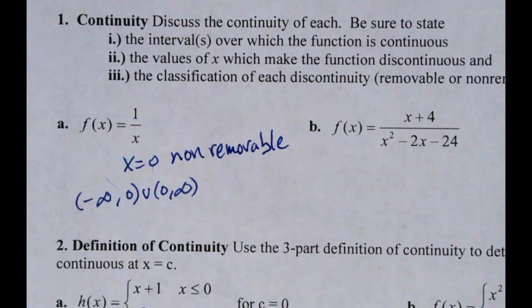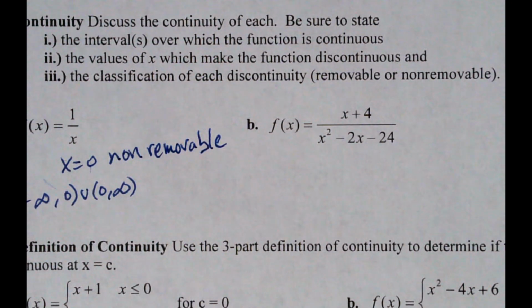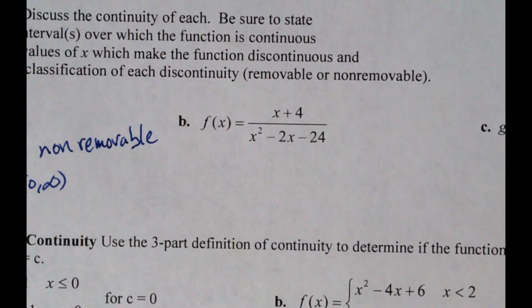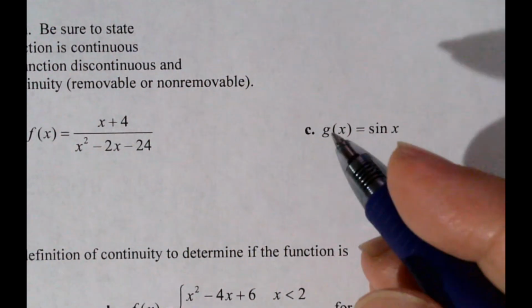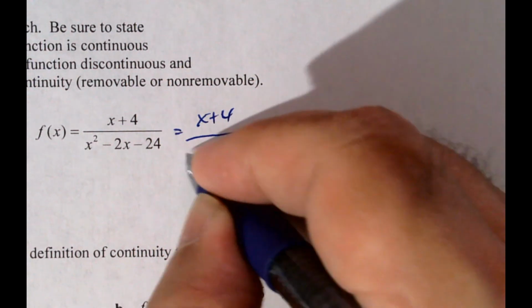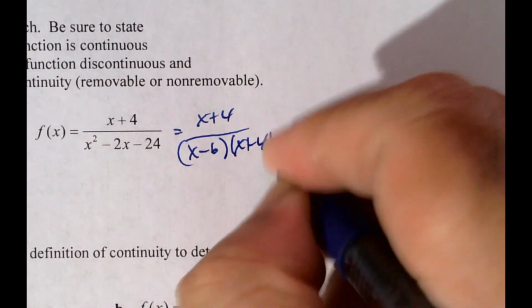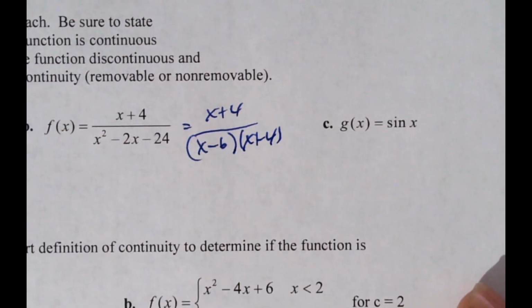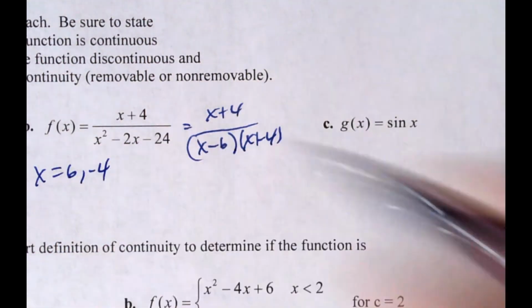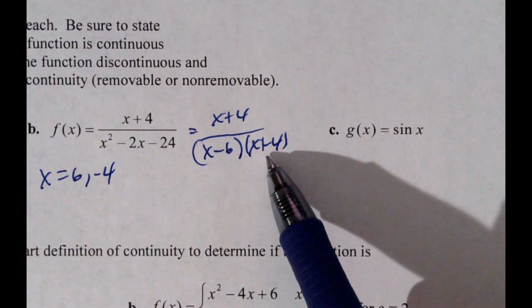All right, let's go on to B. The easiest thing to do is go ahead and factor the denominator. Factoring the denominator, we get x minus 6 times x plus 4. So what will make the denominator equal to 0? The denominator is 0 at x equals 6 and negative 4. If I plug in 6, I get 0 in the denominator. If I plug in negative 4, I get 0 in the denominator.